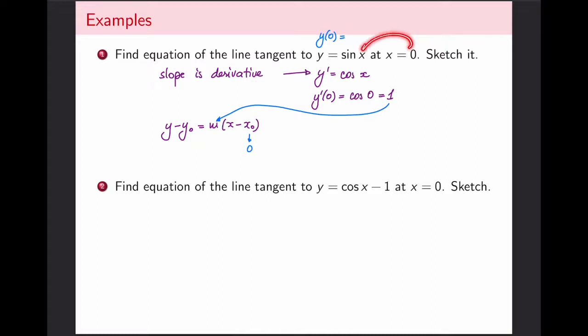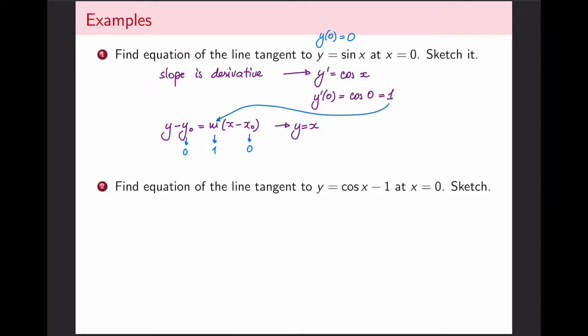So I plug 0 in here, sine of 0 is 0, so I know that my corresponding value for y is also 0. Now great, I know that my slope is 1, so what I'm going to get overall is, look, this is 0, and the slope is 1. So I'm going to get y equals x. That means that the line tangent to the sine function at 0 is actually the diagonal y equals x.